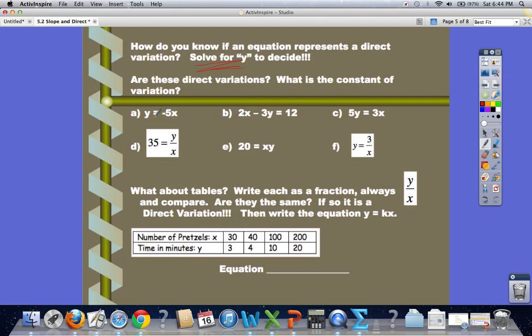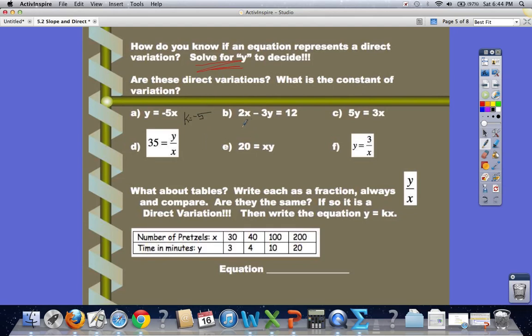So if that's a direct variation, then the constant of variation for this particular one is negative 5. So k is equal to negative 5. That is my constant of variation.